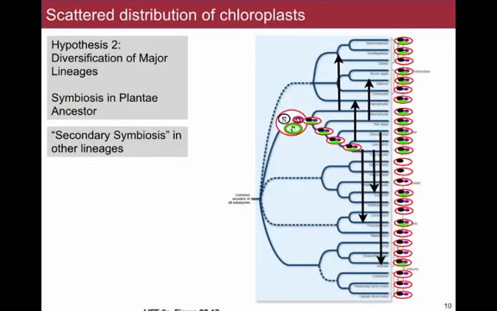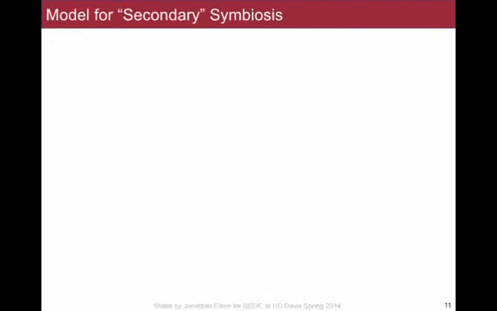And the proposal to explain this weird distribution pattern of chloroplasts outside the Plantae group is that those lineages that have chloroplasts brought inside of them a symbiont that came from the Plantae group. That is, they had a symbiosis not with the chloroplast itself, but with a eukaryote that contained the chloroplast. I'm going to show you the model, the cell engulfment model, to explain this.